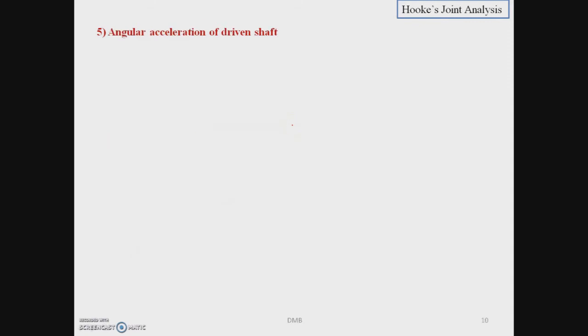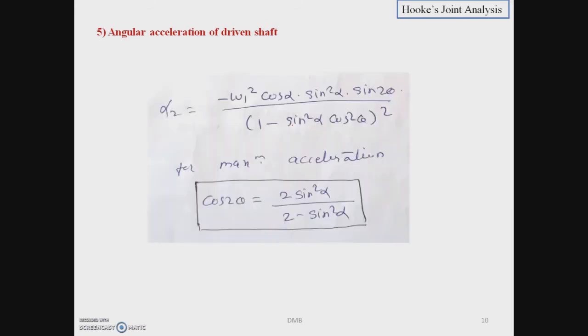Now the angular acceleration of the driven shaft, since the speed of the driven shaft is changing, it will have some acceleration, which is defined by this equation. Alpha 2 is equal to minus omega 1 square cos of alpha into sin square alpha into sin of twice theta divided by the whole bracket square of 1 minus sin square alpha cos square theta. And the condition for maximum acceleration is cos of twice theta is equal to 2 sin square alpha upon 2 minus sin square alpha.